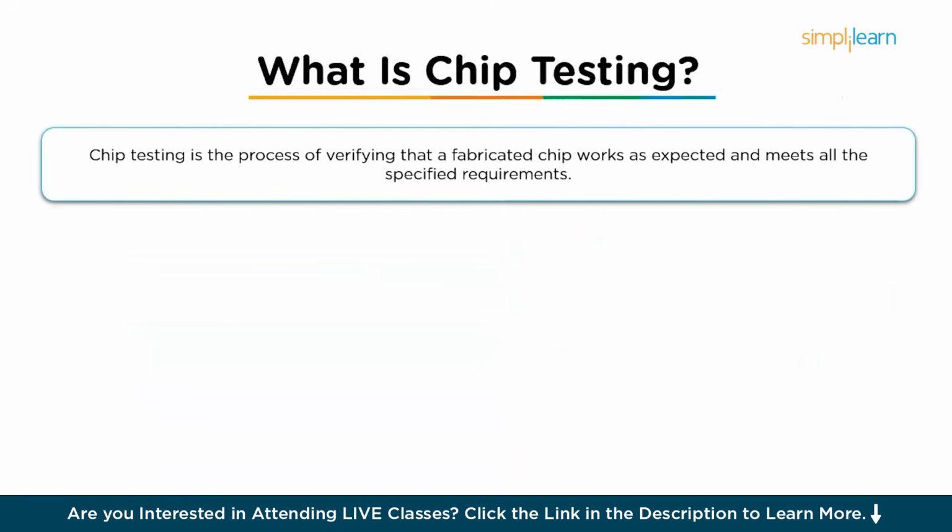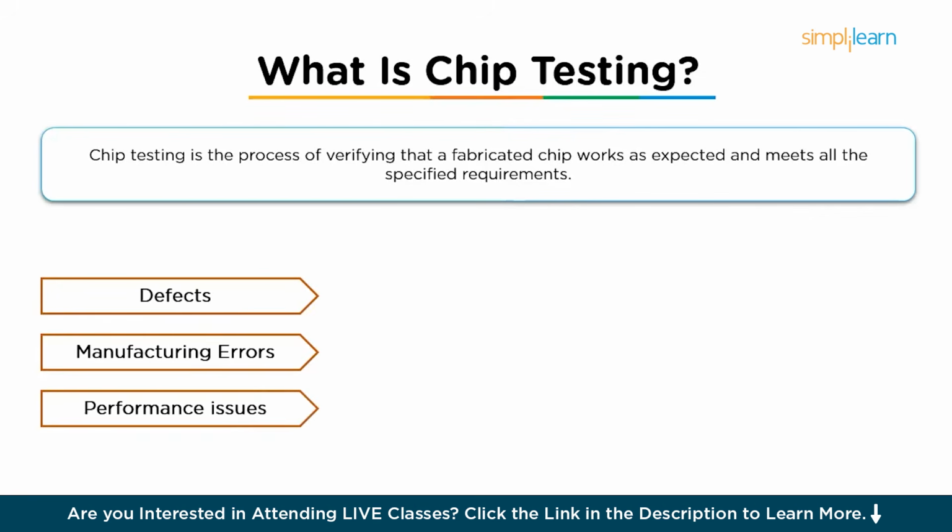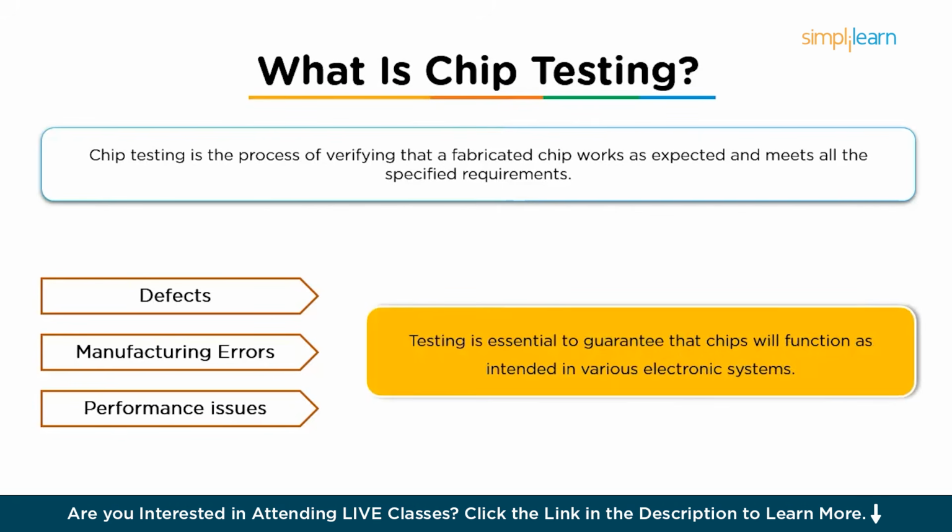Chip testing is the process of verifying that the fabricated chip works as expected and meets all the specified requirements. After the chip has been physically manufactured, it undergoes extensive testing to detect any defects, manufacturing errors, or performance issues. So testing ensures that the chip performs reliably under real-world conditions. Testing is essential to guarantee that the chip will function as intended in various electronic systems. It helps identify issues like timing errors, electrical failures, and logical problems that could affect the chip's functionality.